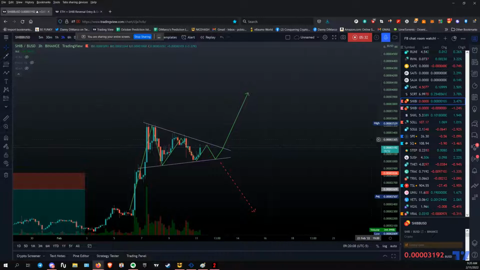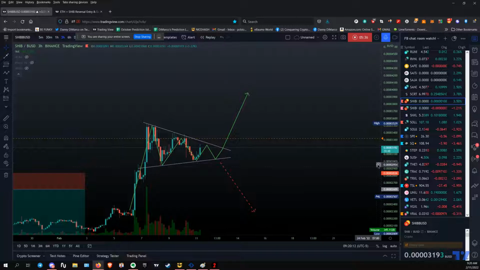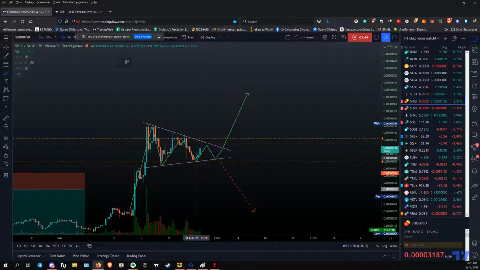So I want to be alerted just from where we're at now here. And we'll say here. Okay. And now again, what we want is to see if price breaks up and hits this alarm. That tells me that this is a breakout.